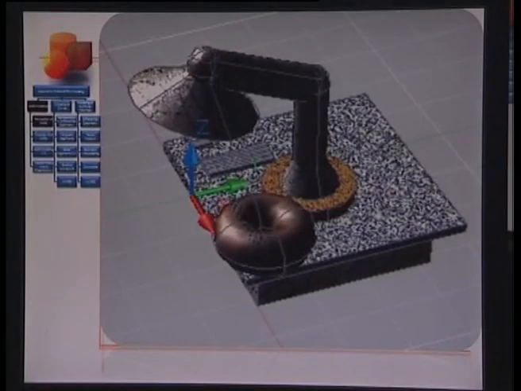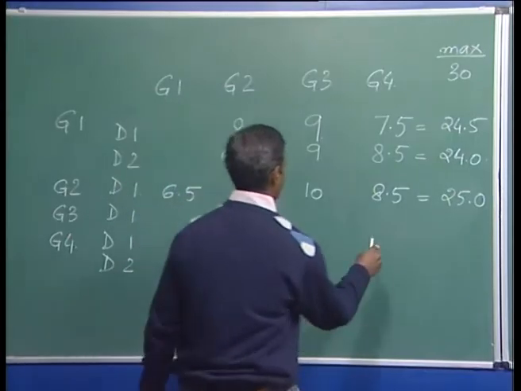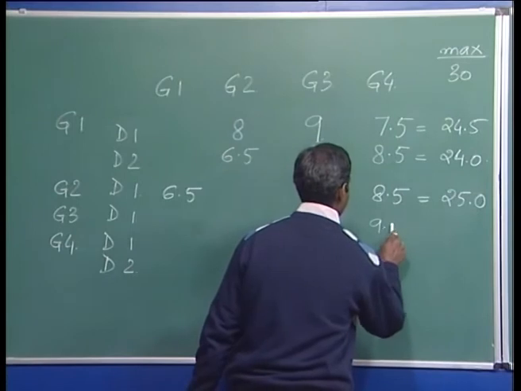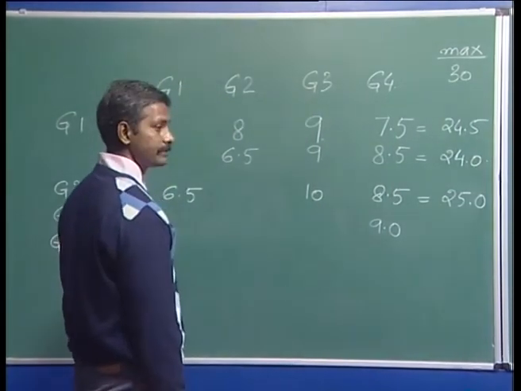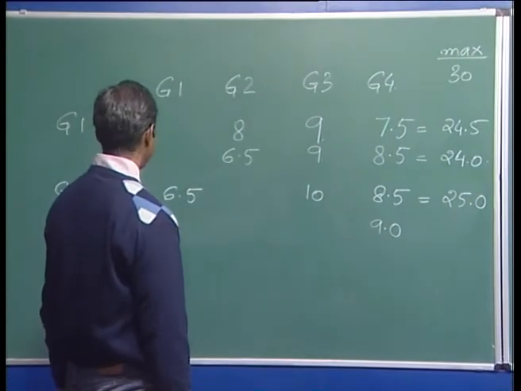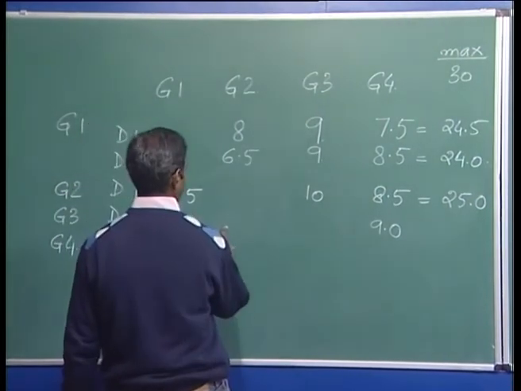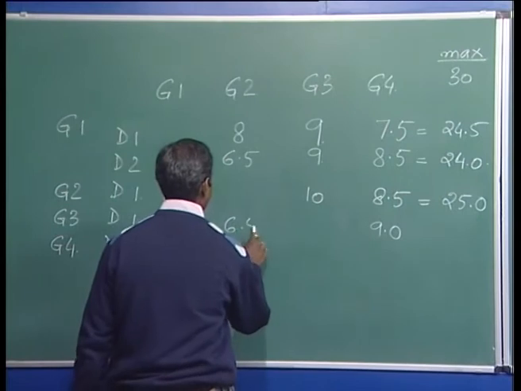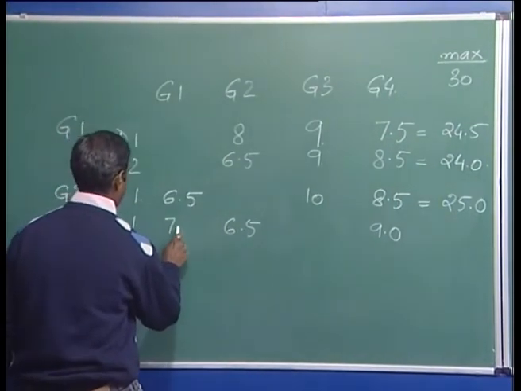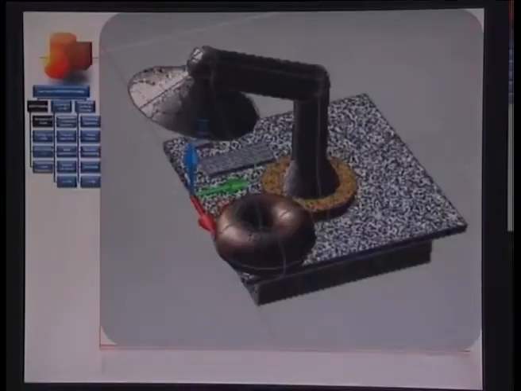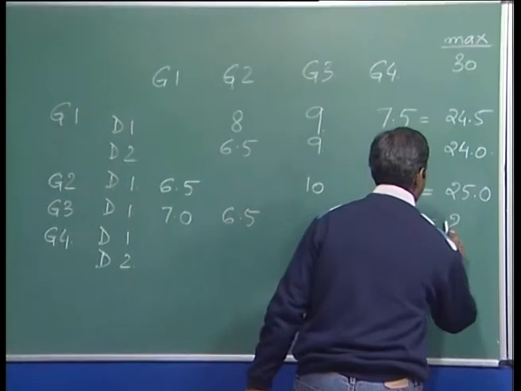This is the form from group 3. Group 4, how would you evaluate this? Group 4 goes for 9. Group 2 goes for 6.5. Group 1, 7 points. 9 and 7, 16. 22.5.